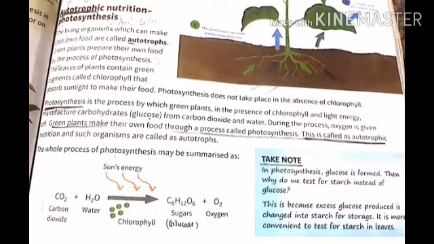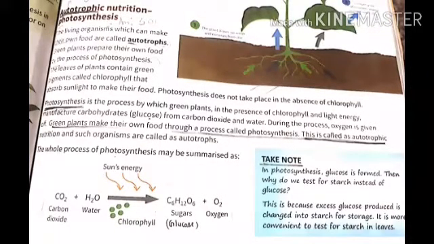Now, what is photosynthesis? Photo means light and synthesis means to put together. So, it is a process by which green plants prepare their food in the presence of chlorophyll, sunlight, carbon dioxide and water, and they manufacture glucose and oxygen. So this type of nutrition is called autotrophic nutrition and such organisms are called autotrophs.